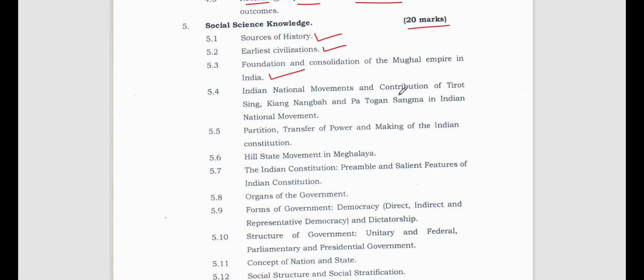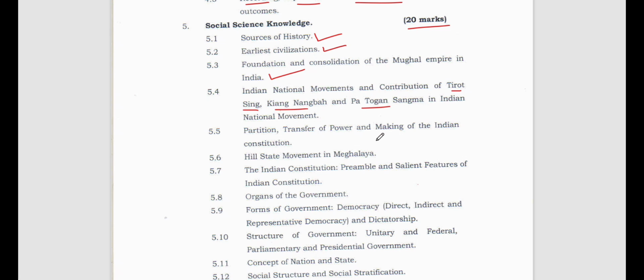Then national and Indian national movements and contribution of Uthirot Singh, Yangnangba, and Patogan Sangma in Indian national movement. So how did Uthirot Singh, Yangnangba, and Patogan Sangma help in the freedom of the country while fighting with the Britishers? So how did these freedom fighters of our state help in the independence of our country? Their contribution we have to study.